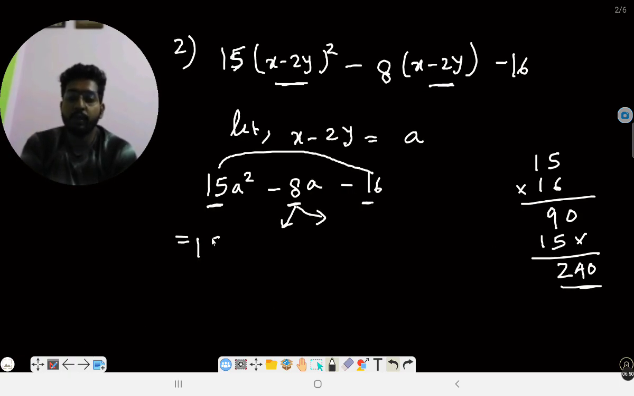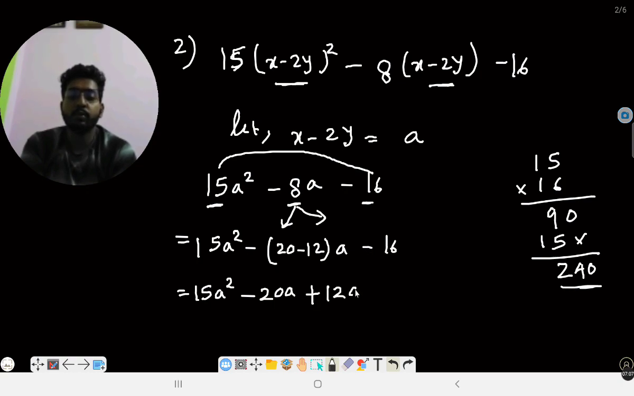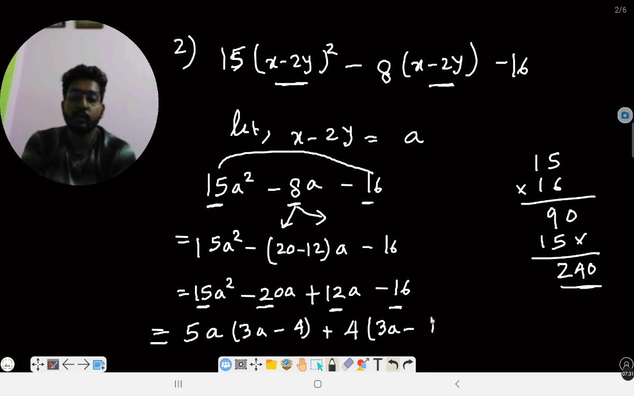So here you can write 15a square, and 8 can be written as 20 minus 12, a minus 16, and 20 into 12 is 240 also. So that's all. That means 15a square, just multiply a, so that will be 20a minus 12a, and this is minus 16. Now from these two, what is the common element? 15 and 20, that means 5. We can take 5 from here, and from a square and a we can take a, so that will be 3a minus 4. Now from here also, 12 and 16, what is the common element? 4. If I take 4 from here, that will be 3a minus 4.